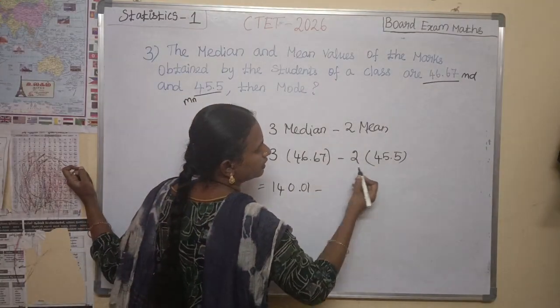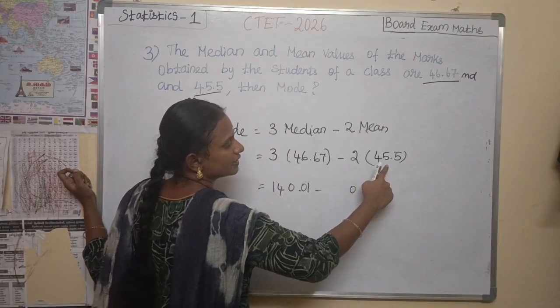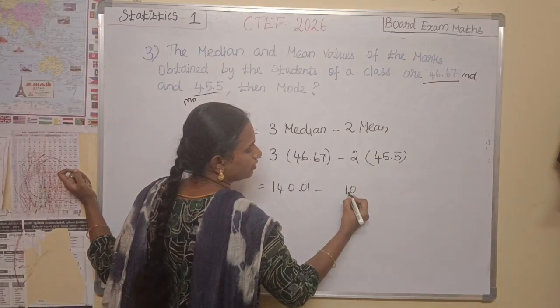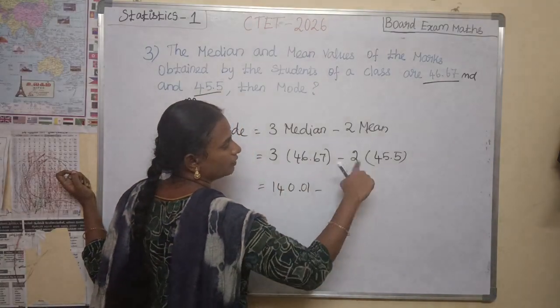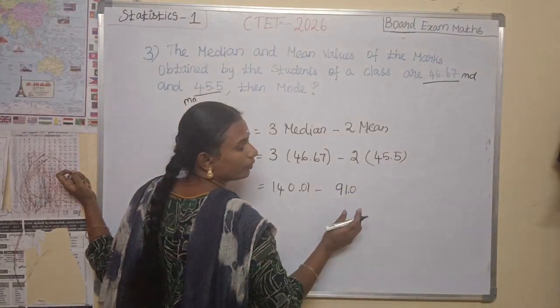Now multiply by 2. 2 fives are 10, 0 and 1 carry on. 2 fives are 10 again, 10 plus 1 is 11, 1 carry on. 2 fours are 8, 8 plus 1 is 9. So 91.0.